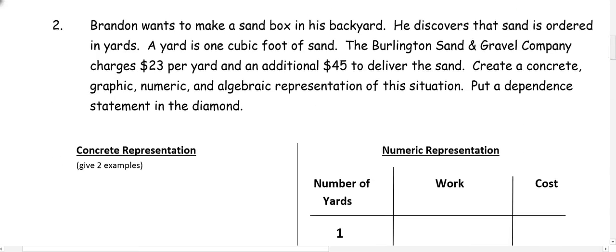Number 2, Brandon wants to make a sandbox castle in his yard. He discovers that sand is ordered in yards. A yard is 1 cubic feet of sand. The Burlington Sand and Gravel Company charges $23 per yard, plus the additional $45 to deliver the sand. Create a concrete representation, graphic representation, numeric representation, algebraic representation of the situation. Put the dependency statement in the diamond.